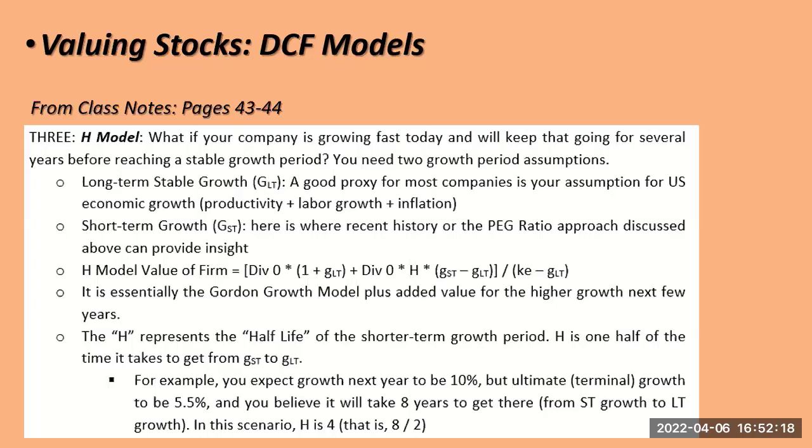So you find some way to justify it. You can't say, I think it's going to take them 10 years to get from their short-term to long-term growth rate, therefore I'm going to use an H of 5. That's not explaining your H, because you didn't tell me how you got the 10 years. So you have to explain where you got these numbers. If you're not sure, start making stuff up.